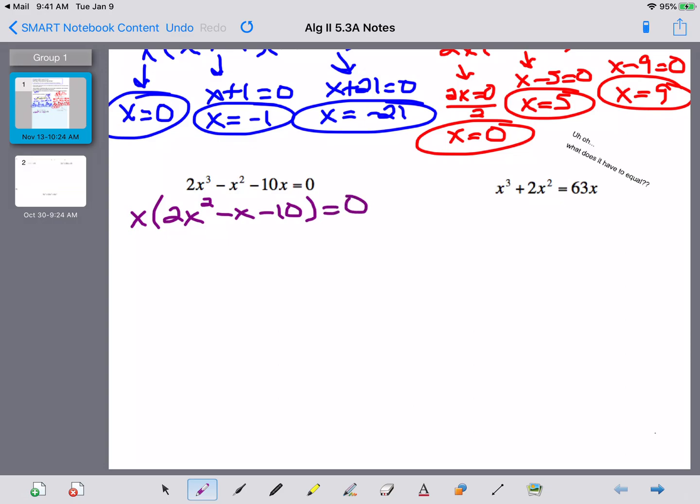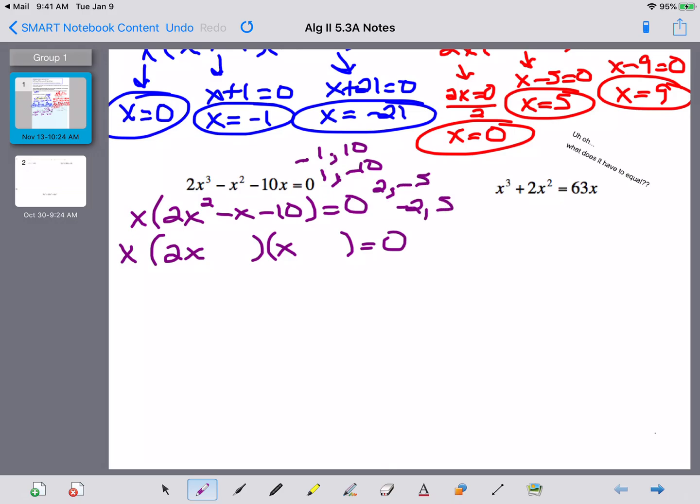And now I have to factor that quadratic. This one is a little more difficult because we have a 2x squared, but we're going to split that into 2x times x. And then I'm looking for numbers that multiply to be negative 10. I could do negative 1 and positive 10. I could do positive 1 and negative 10. I could do 2 and negative 5, or I could do negative 2 and positive 5.